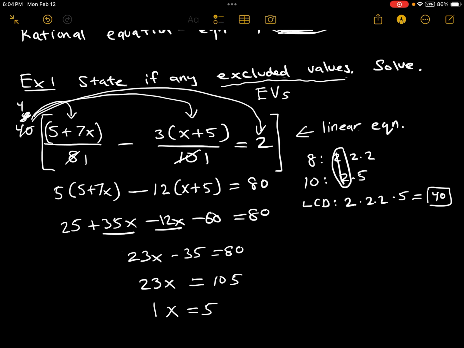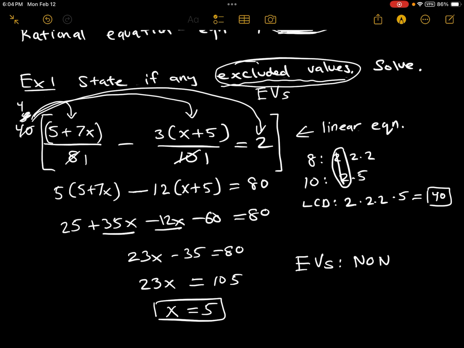5. Okay, so I explained to you what EVs are, right? Anything that makes your denominator 0, but because there was actually no variable in the denominator in this problem, our EVs, our excluded values, are actually just none. There are no numbers that are going to make my denominator 0 because there is no variable in the denominator. So this first example, while it had fractions, is actually a linear equation. But the process of solving any rational equation or anything that has a fraction is the same. You multiply the whole equation by the LCD.